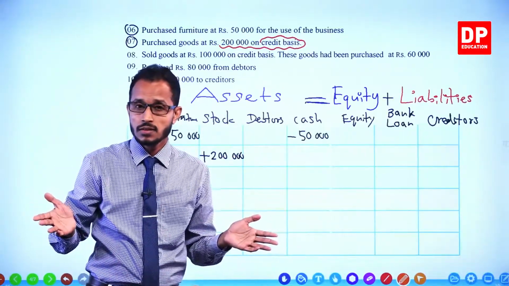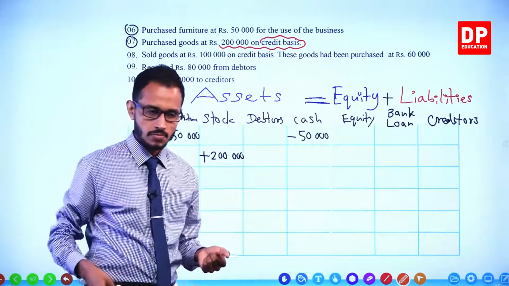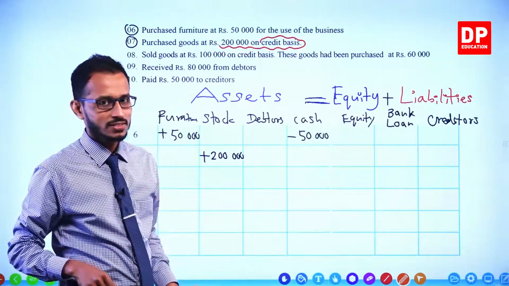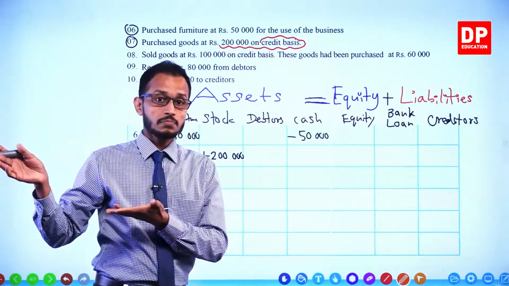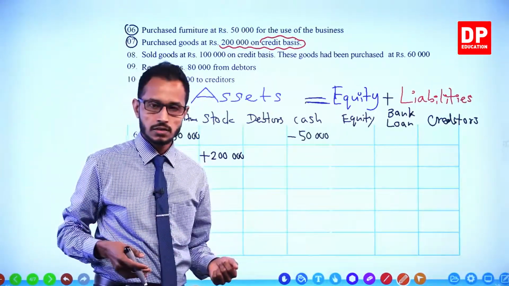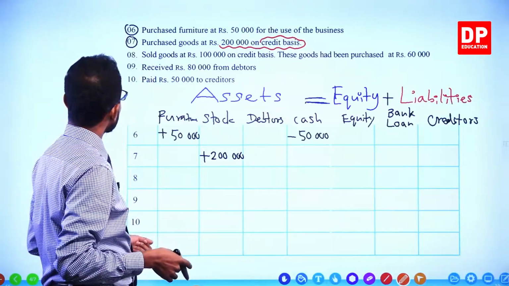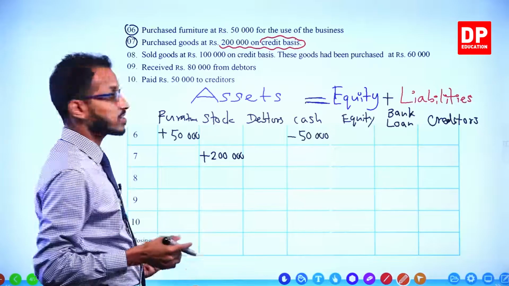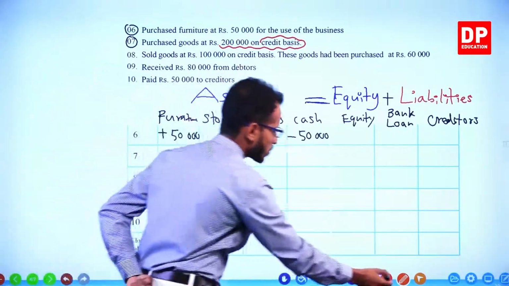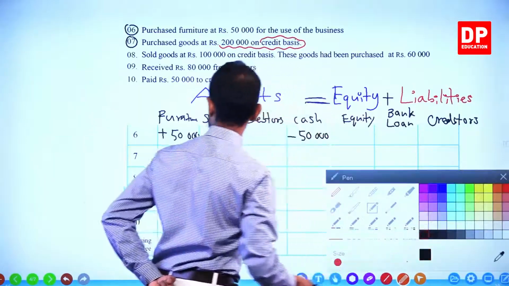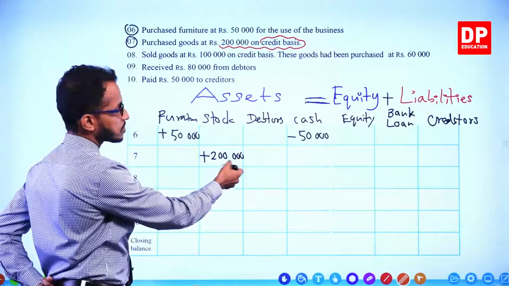That creates what? Correct. That creates a liability. We should pay that supplier later. All right. So which transaction is this? 7th transaction. Goods come in 200,000, which means goods plus, okay, that is already here.